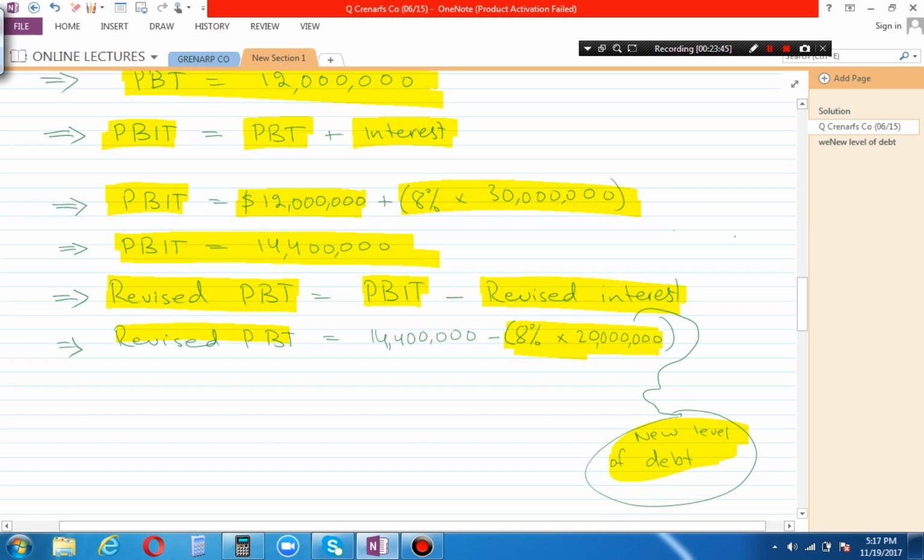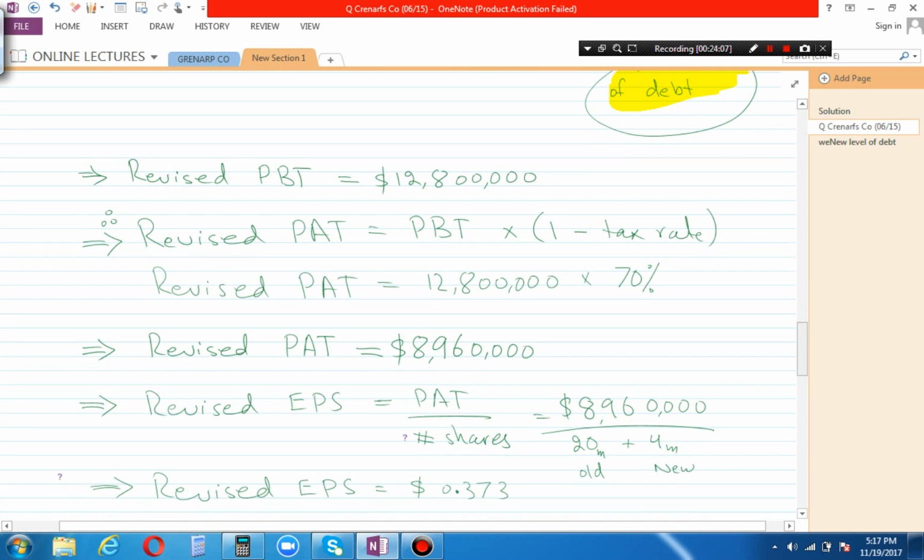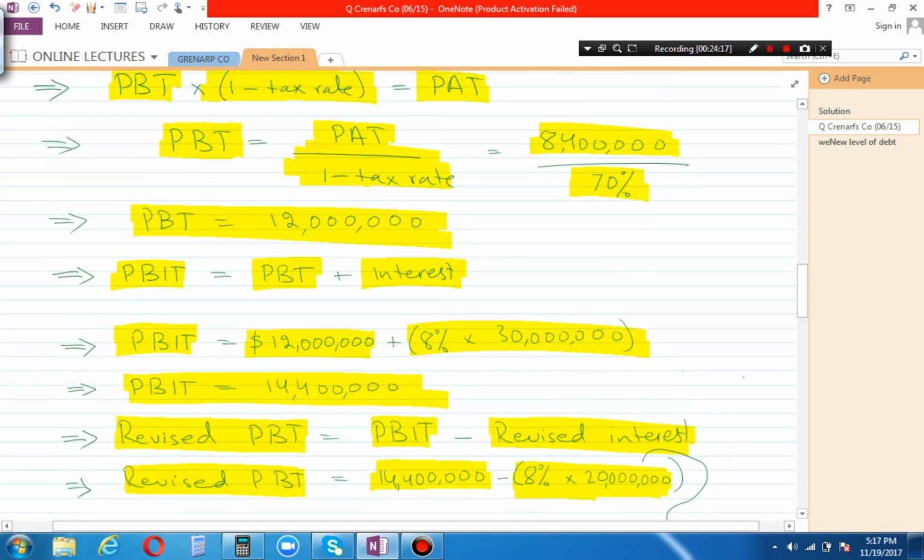So your revised profit before tax would be your PBIT 14.4 million calculated above minus the revised interest, which is on 20 million now, not on 30 million, and this will give us our new revised profit before tax. So our revised profit before tax would be 12.8 million.